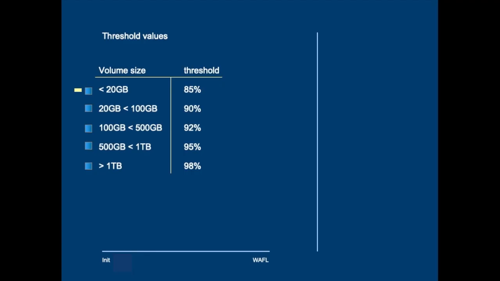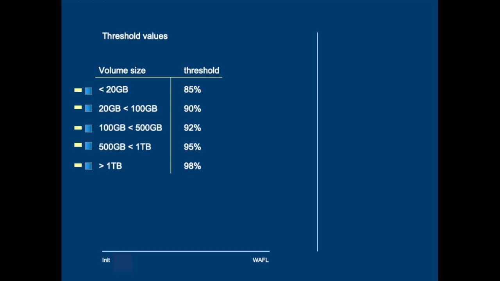This threshold depends on the size of the volume. If the volume is less than 20 gigabytes, then the threshold is 85%. So if the available space drops below 15%, then the snapshot deletion gets started. For a volume that's bigger than 20 gigabytes and less than 100 gigabytes, it's 90%. For a volume between 100 and 500 gig, it's 92%. And between 500 gig and 1 terabyte, it is 95%. And for volumes that are larger than 1 terabyte, it is 98%. So the bigger the volume, the higher the threshold.